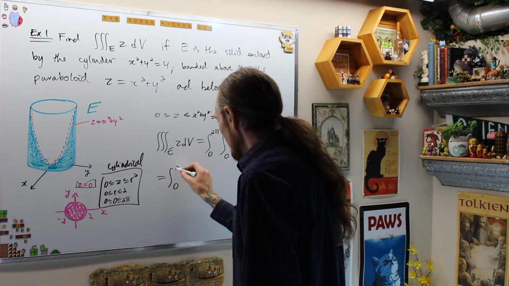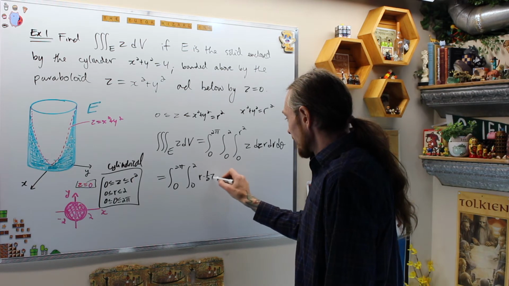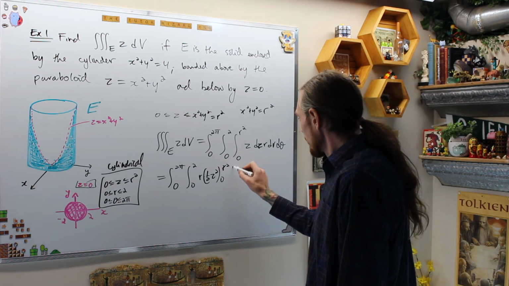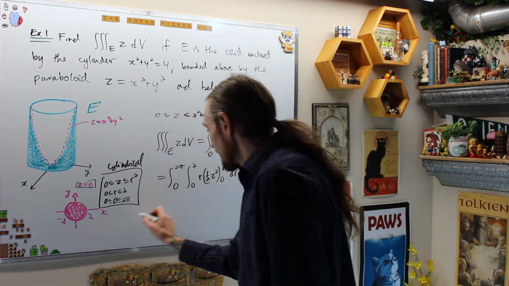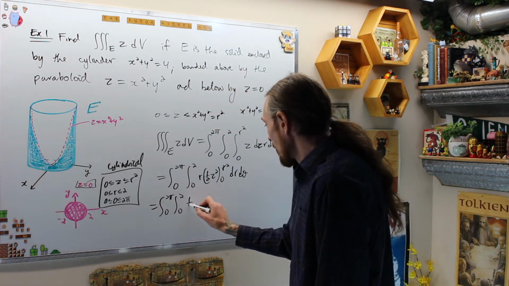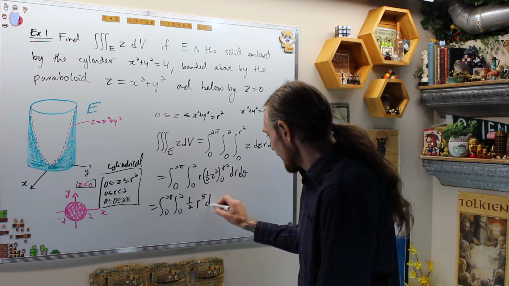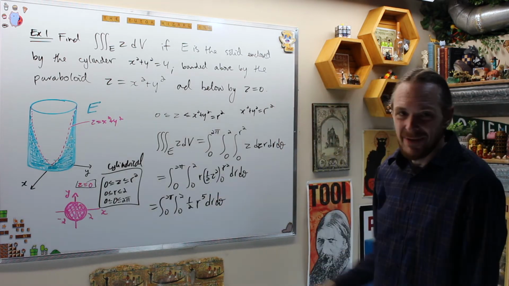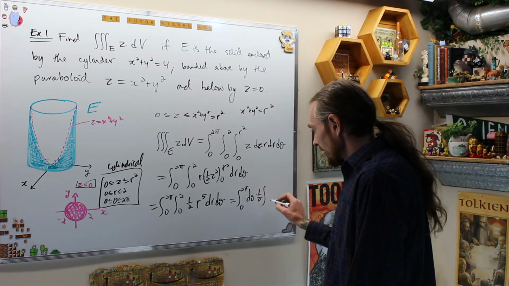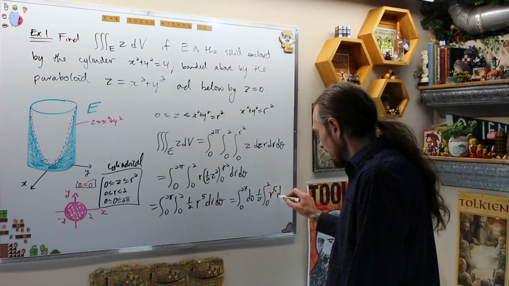This is equal to the integral from 0 to 2 pi, the integral from 0 to 2 of r times 1/2 z squared evaluated from 0 to r squared, dr d theta. This is equal to the integral from 0 to 2 pi, the integral from 0 to 2 of 1/2 r squared squared, and then I get another r, so r to the 5 dr d theta. I can split that if I want. This is the integral from 0 to 2 pi of d theta times 1/2 the integral from 0 to 2 of r to the 5 dr.